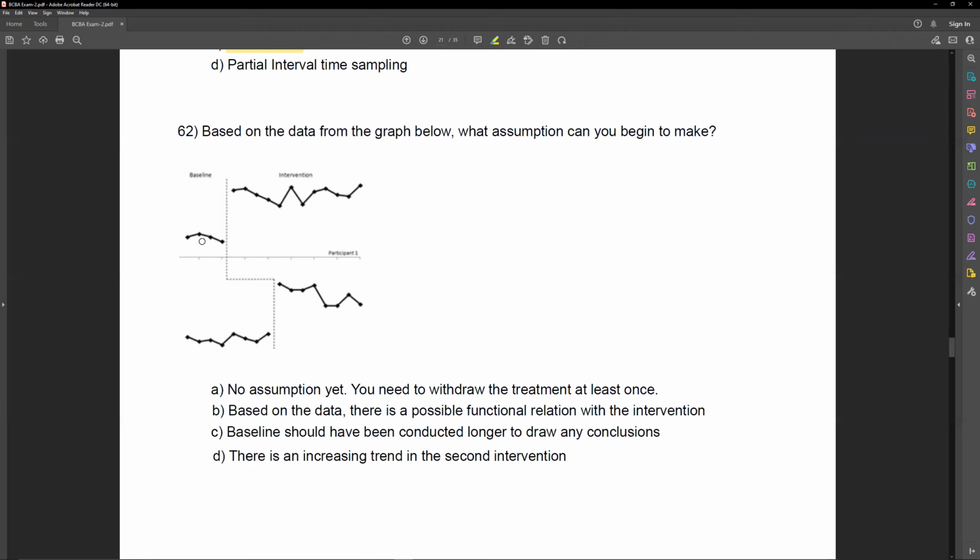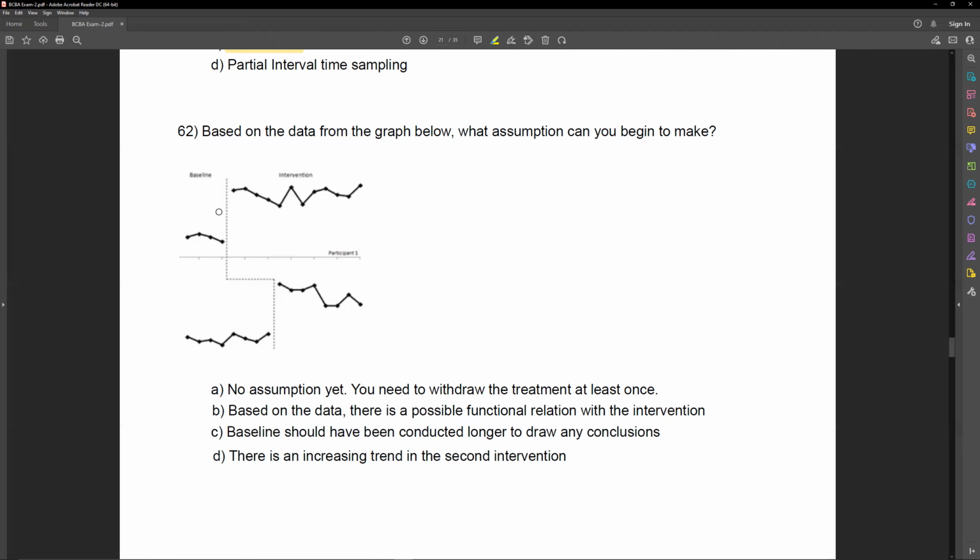What assumption can we begin to make? A, no assumption yet. You need to withdraw the treatment at least once. This is why it's important that you know the details of all your designs. Do we withdraw treatment in multiple baseline? No, right?